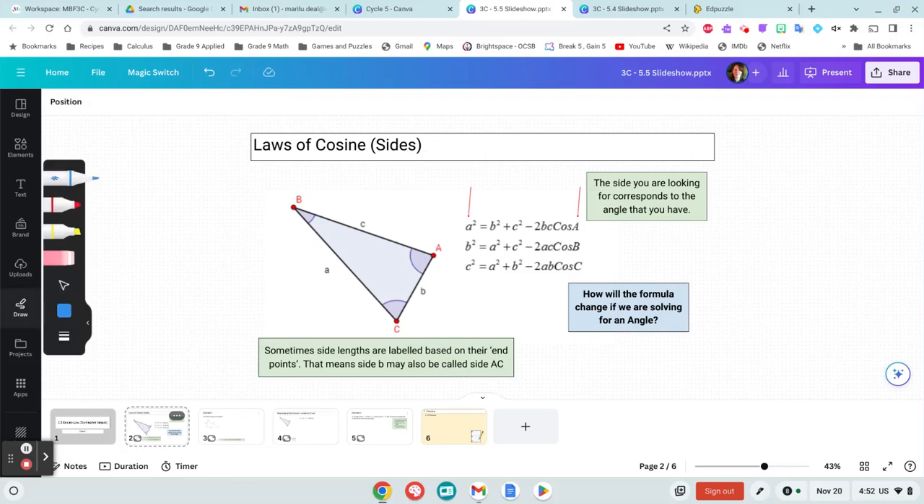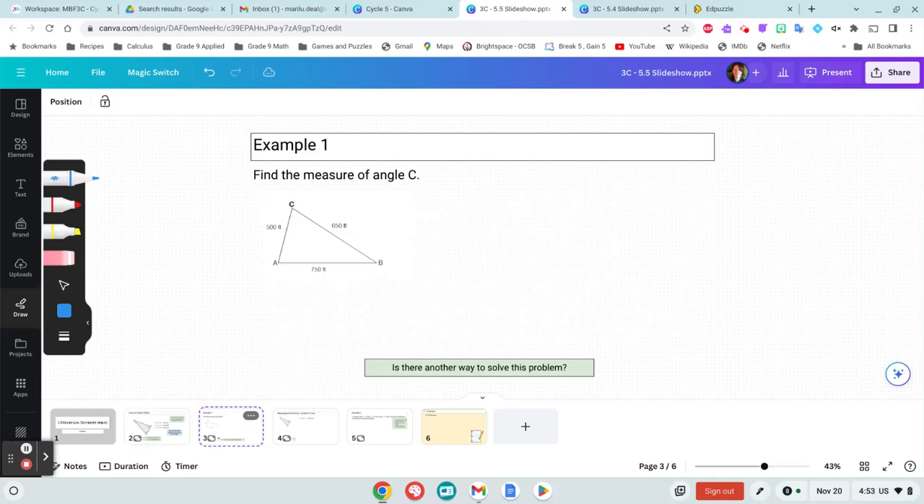The placement of these letters is very important because the side that you're looking for matches with the angle that you know, or vice versa. So the formula is going to change if we are solving for an angle. We will get there in a few minutes, but let's start here. Find the measure of angle C.